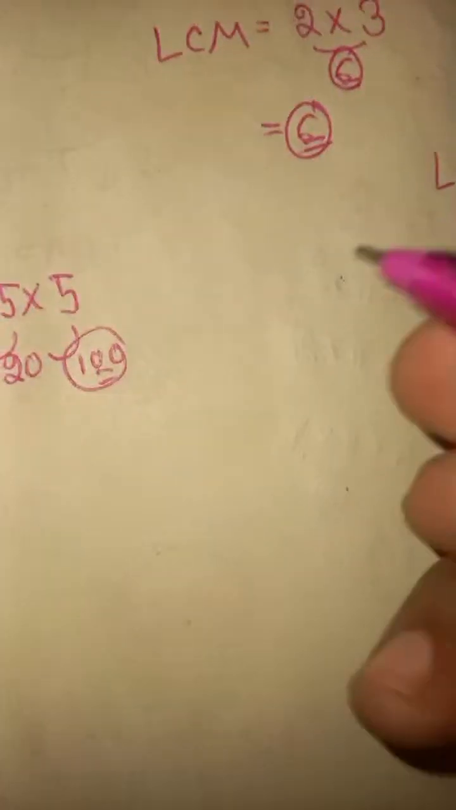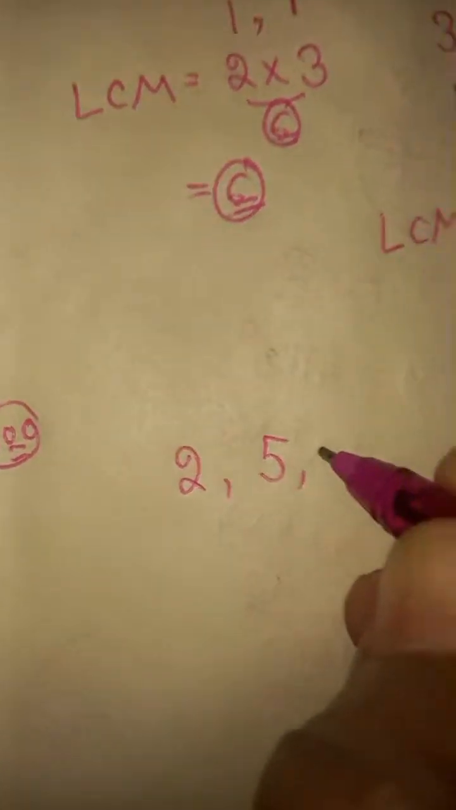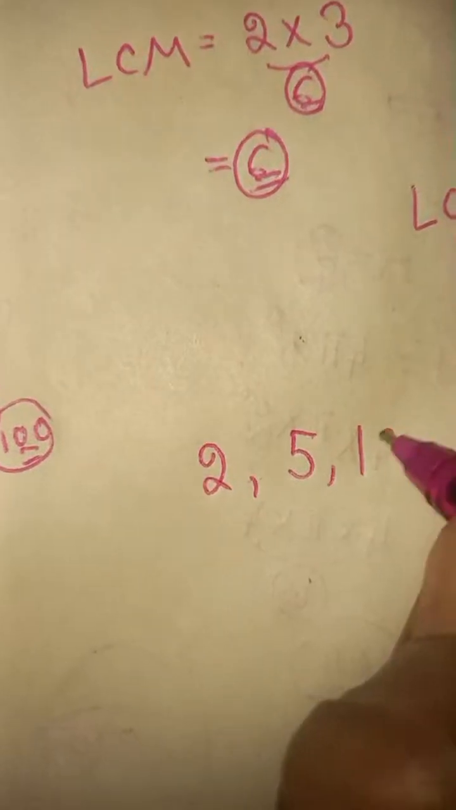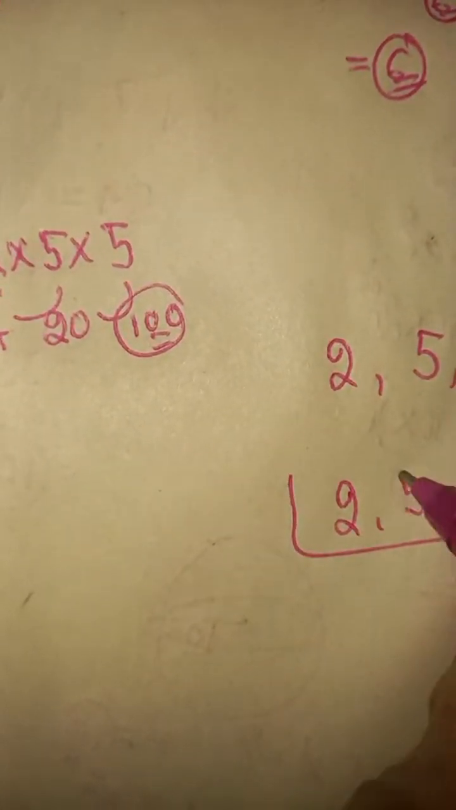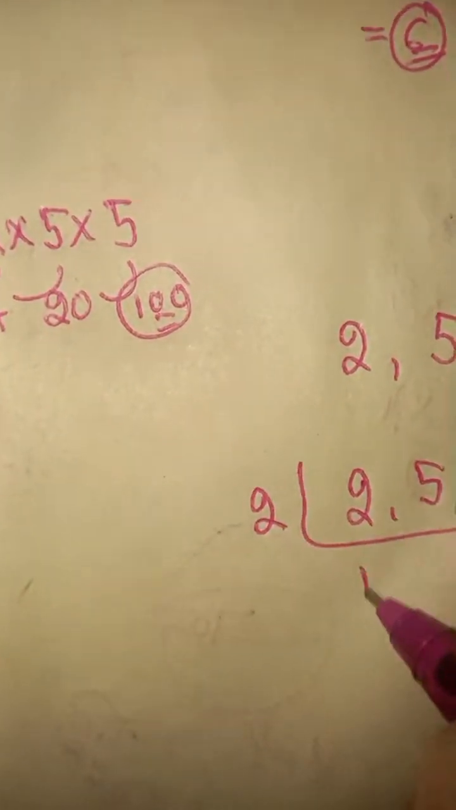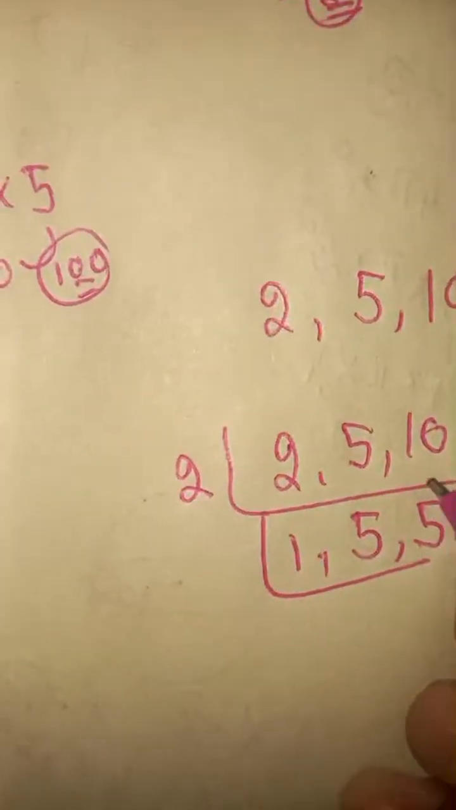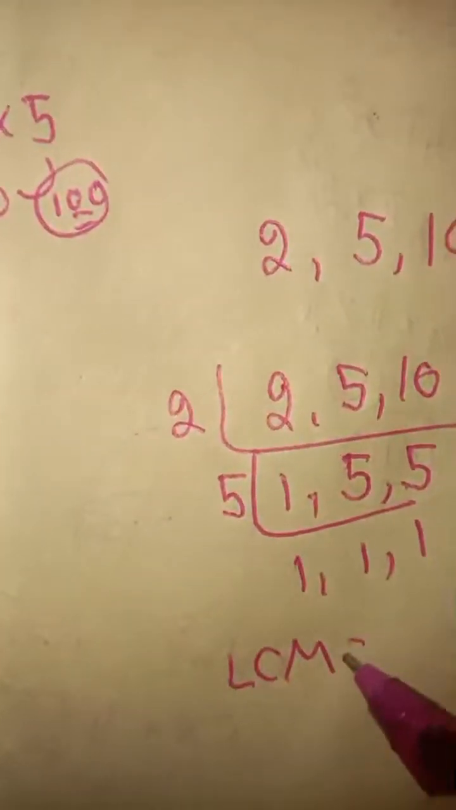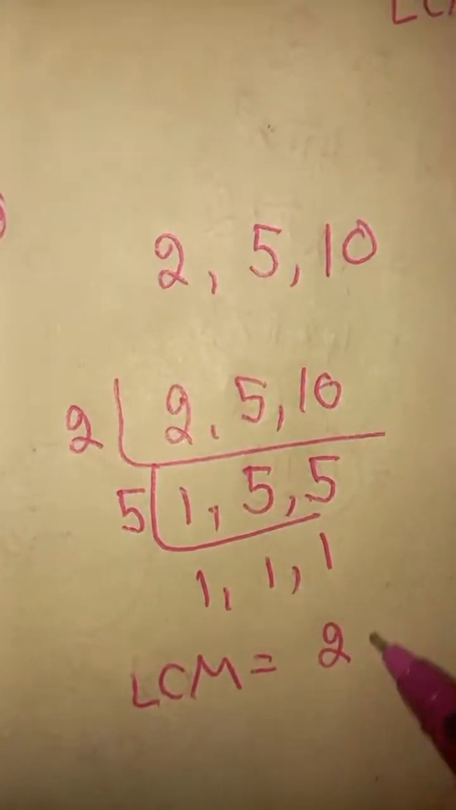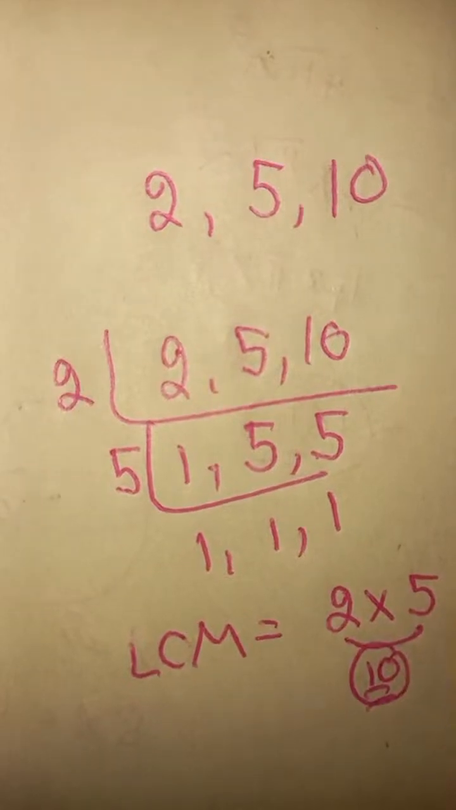Let's take the final one. Here you're going to get 2, 5 and the next number is 10. You need to find the LCM of these three numbers. 2, 5, 10. Let's first take 2. 2 1 times 2. 5 remains like that. 2 5 times 10. Next you cannot divide by 3, so take 5. 5 1 times, 1 remains. 5 1 times 5 1 times. Now LCM is equal to these two numbers multiplied. 2 times 5 is 10, so it is equal to 10.